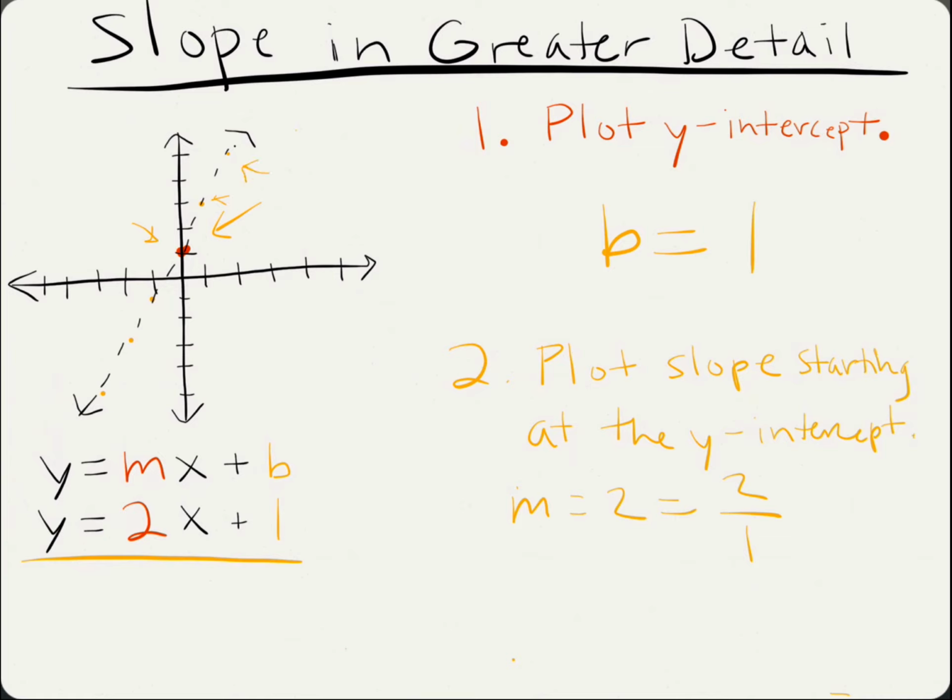Then we can go back to the middle point on the y-intercept, and we can turn this 2 over 1 into negative 2 over negative 1 to go below the x-axis, because negative 2 over negative 1 is equal to 2. So we go down 2 and over to the left 1. Then we get that, and we just keep doing that until we get this line. So there you have it. That's how you plot a linear equation in slope-intercept form.